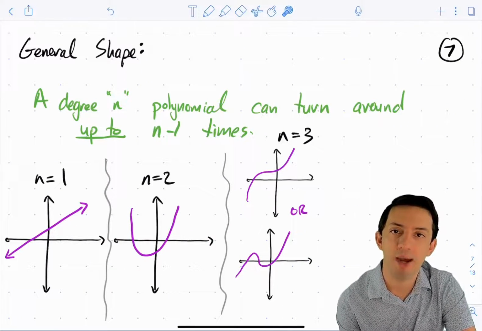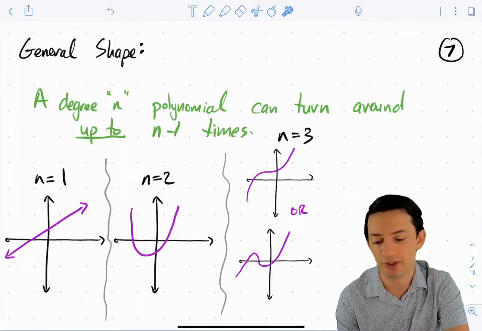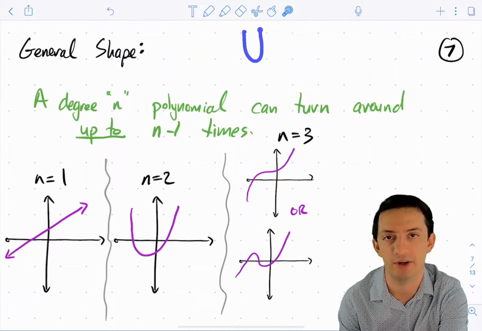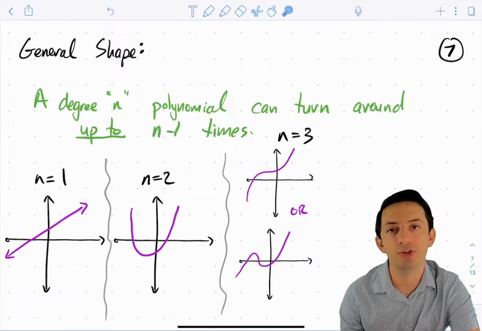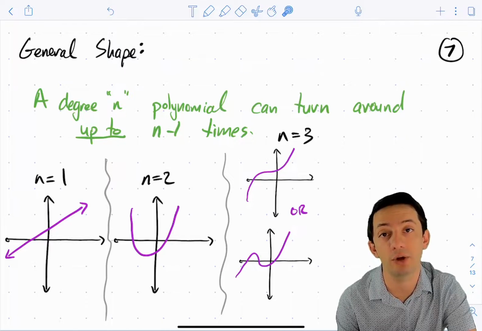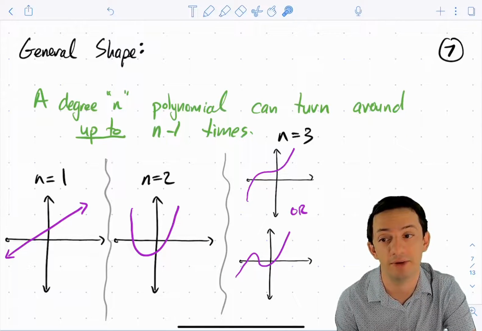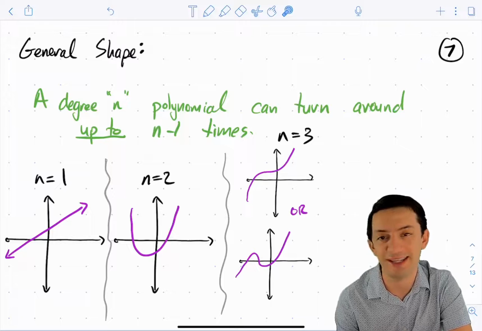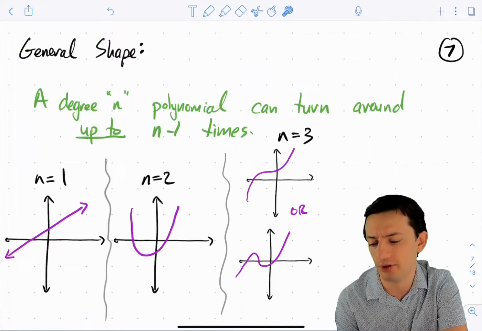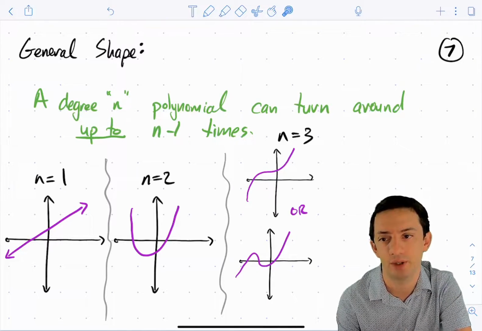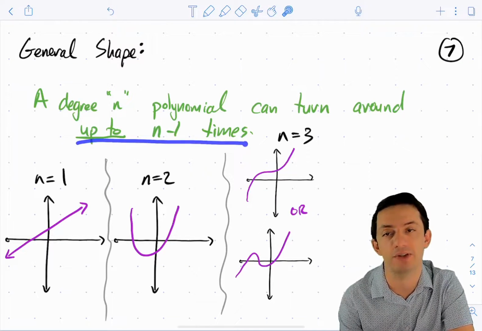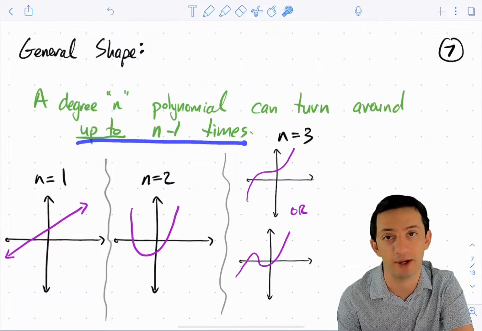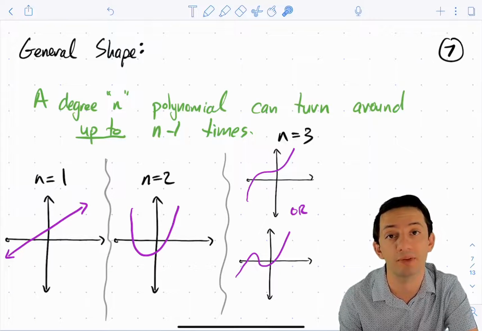Now, we looked at shapes of power functions, and those all looked kind of like this to varying degrees of steepness, or this. Polynomials can be a little bit more complicated because you have those lower terms that can affect the behavior. So the key to understanding the general shape is that if you have a degree n polynomial, then it can do a U-turn. It can turn around up to n minus 1 times. Now, it doesn't have to turn around n minus 1 times, but the most it can turn around is n minus 1. So let me show you a couple of examples.